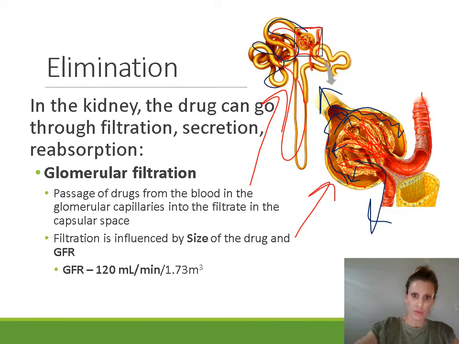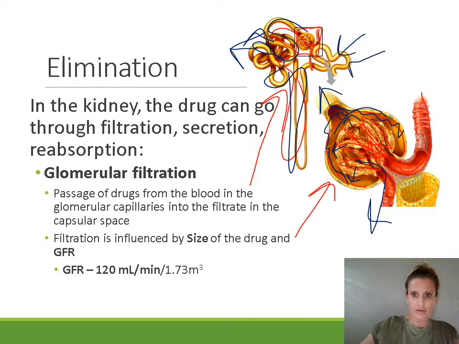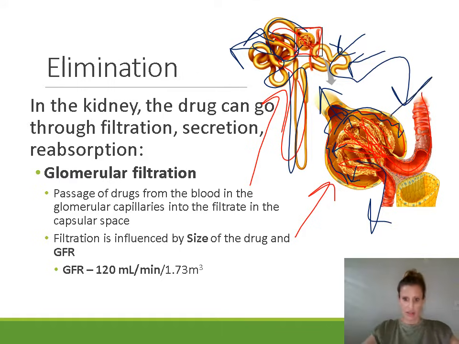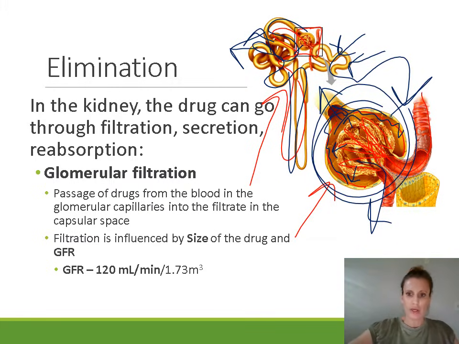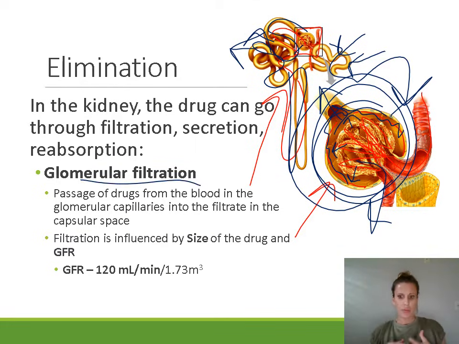And it goes through the whole tubule, and as it does, we reabsorb some of the stuff that we want to keep back into the blood. We might secrete some stuff that we don't want into the tubule, and then eventually it makes its way all down, and then it's going to leave the body in the urine. So that's the whole process of what's happening in the nephron. We're looking at just this part right here, the glomerulus. So glomerular filtration is just pushing fluid, and in this case, the drugs that are present in the blood, from the blood out into the capsular space.